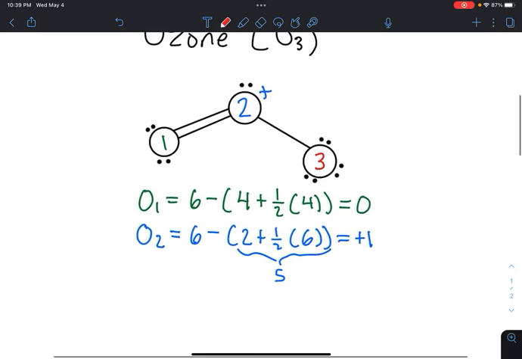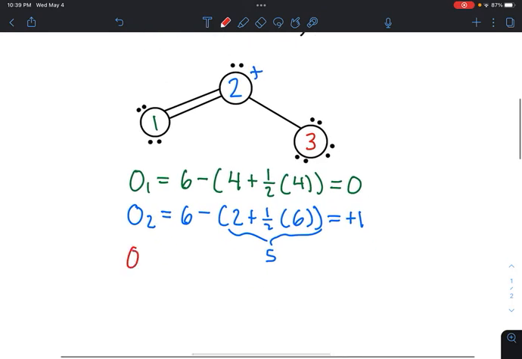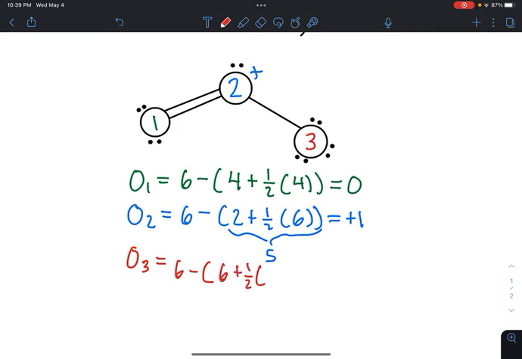Let's move on to our last oxygen. This one has the same 6 valence electrons. This time it already has 6 lone electrons, and you have to add it to those 2 bonding electrons that it shares with the second oxygen. This adds up to be 7, and 6 minus 7 equals -1. So for this one, you'd write a negative symbol on it.